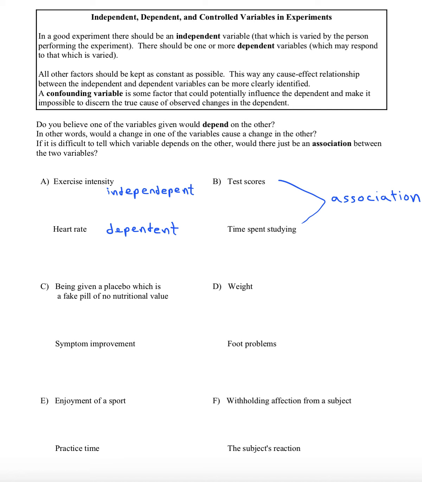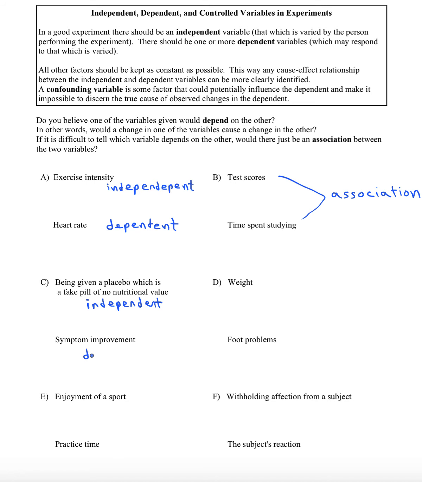How about this one? Being given a placebo, which is a fake pill of no nutritional value, and symptom improvement. So it can be shown that if people believe they're being treated for something, then that could cause them to have improved symptoms. That means whether they get the placebo or not would be the thing that's decided by the experimenter. That's the independent variable. And then their improvement would depend on whether they had the placebo or not.